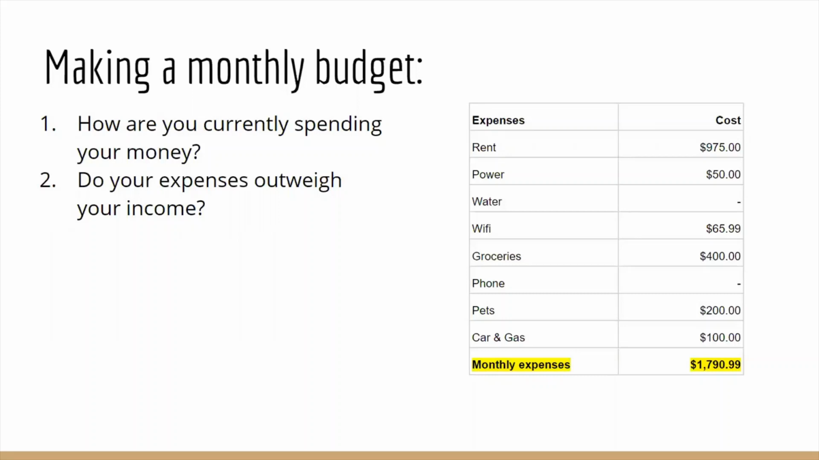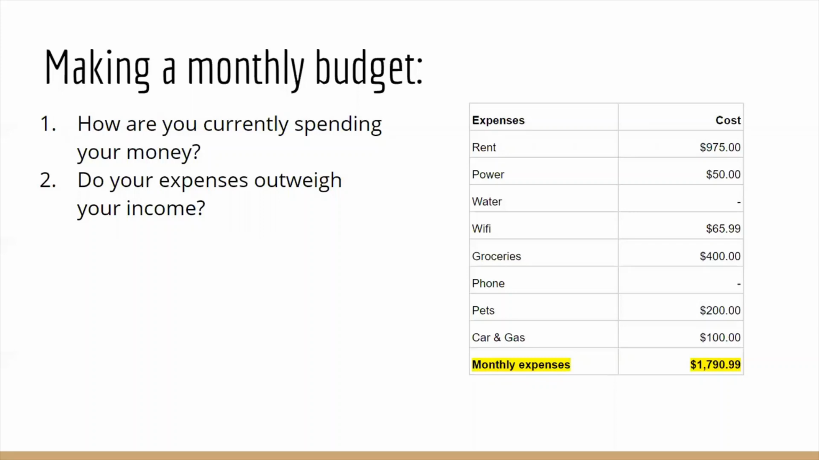The next thing to consider when you make your monthly budget is, do your expenses outweigh your income? If yes, then it may be time to cut back on any extra spending if that's possible, or to consider alternative ways to increase your income. If no, then you keep up the good work and consider building a savings account if you don't already have one. And you can do this by also decreasing spending for a period of time or increasing your income.